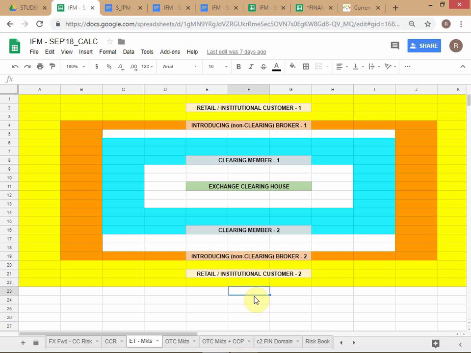But then the ECH has no money to pay because Indian Bank has already defaulted, right? So essentially the way it works is that one of the elements of the setup is a daily settlement of profits and losses in exchange traded contracts, especially in futures contracts, the most common type of exchange traded contract.